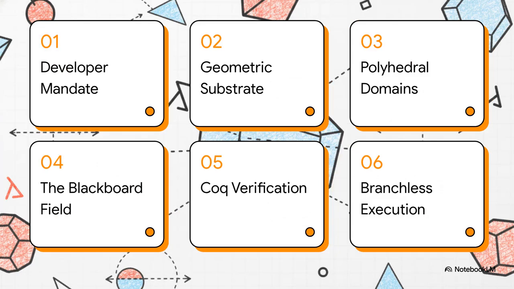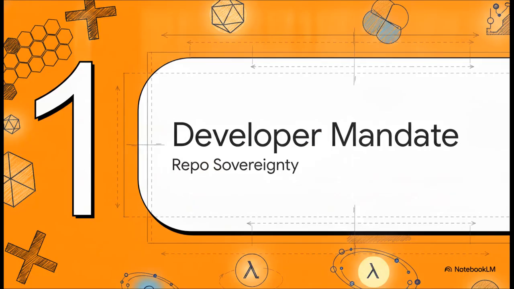So here is our roadmap for exploring this digital fortress. We're going to hit the automated developer mandate, the base geometric substrate, the 4 polyhedral jurisdictions, the blackboard field, formal Coq verification, and finally, branchless execution. Let's get into it. Section 1. The Automated Developer Mandate, or Isolated Repo Sovereignty.